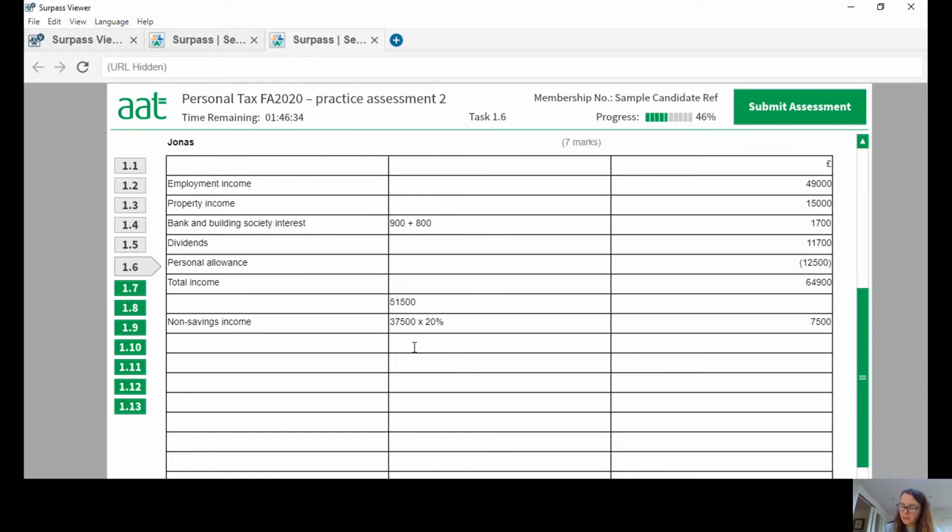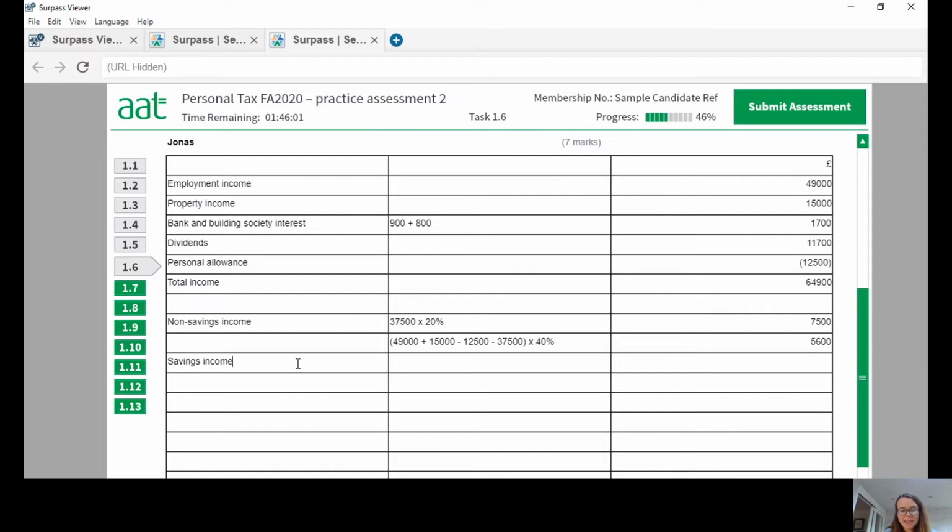So I suppose I could have done 49,000 plus 15,000 minus 12,500 minus the 37,500 that's already been taxed, at 40%, which is 5,600. So far I've taxed that 51,500, so I can sort of get rid of that now. That was just to help me out.